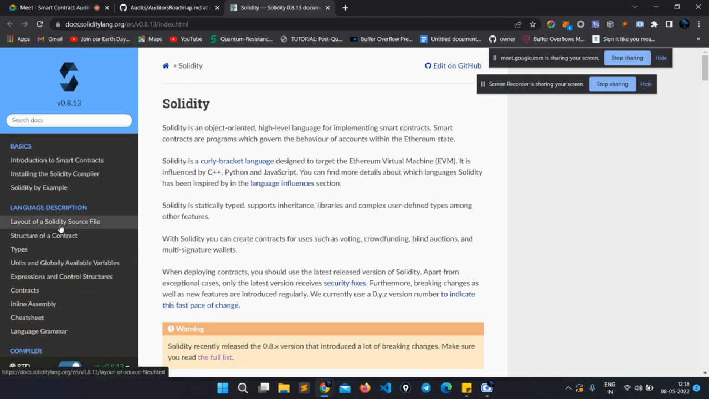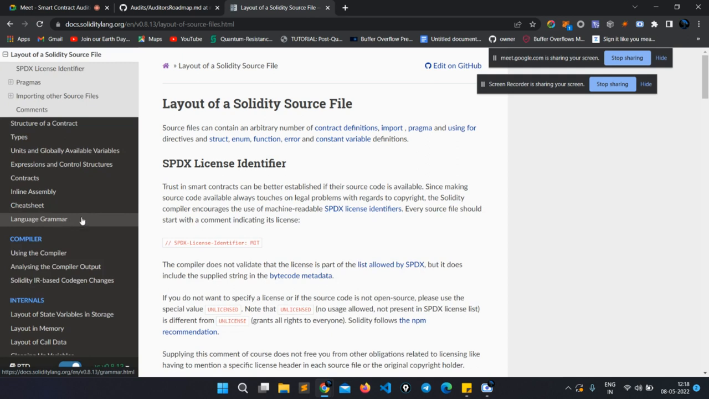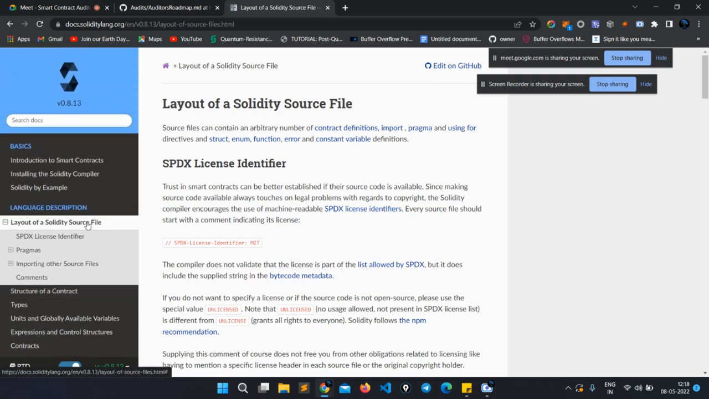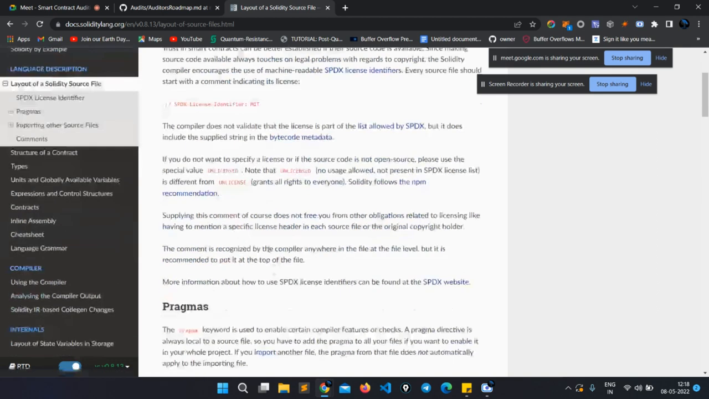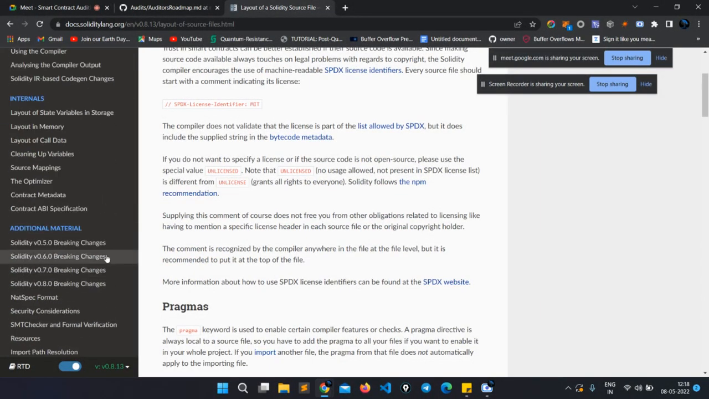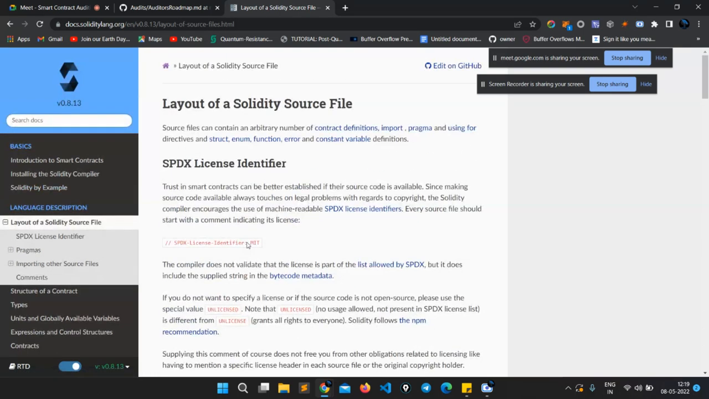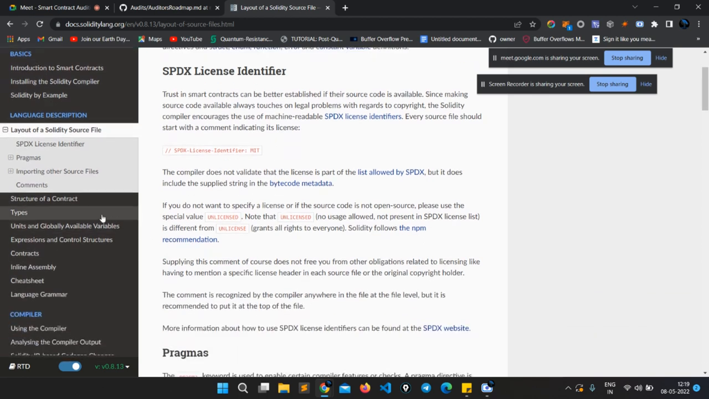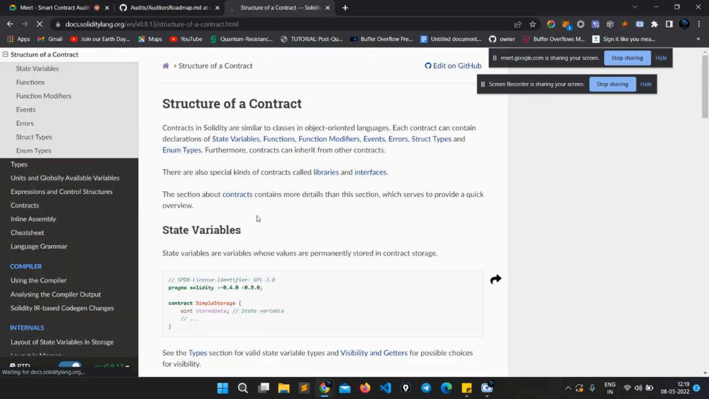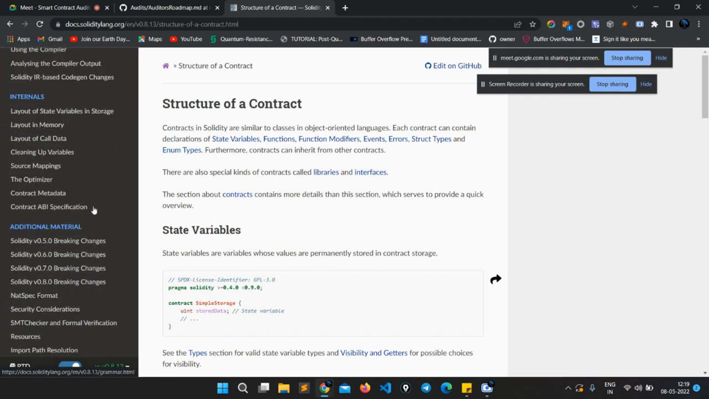Just start with the layouts. Like, what is the layout of a Solidity file? Just the fundamentals, right? You're just starting with Solidity, right? No need to deep dive into all of the docs and study all of them at once. There's no need. You will be learning all of them one by one as you grow, right? So that is one thing. But these are the basics that you should know: how does a Solidity contract look? What are the key components, right? What is the structure of a contract, right? And yes, things like that.